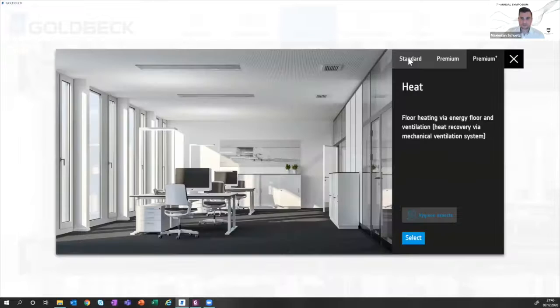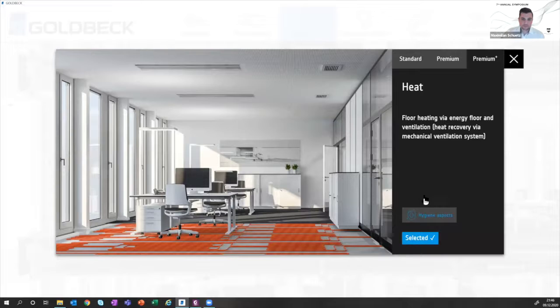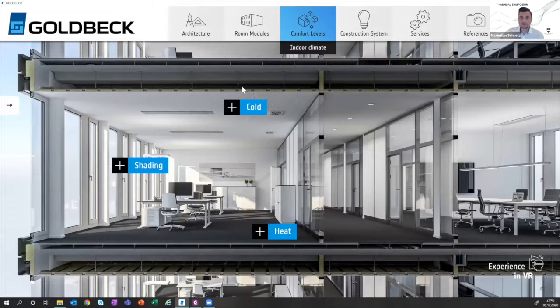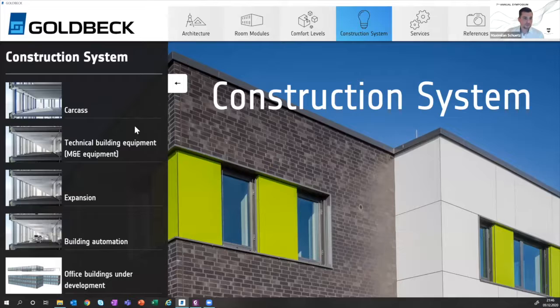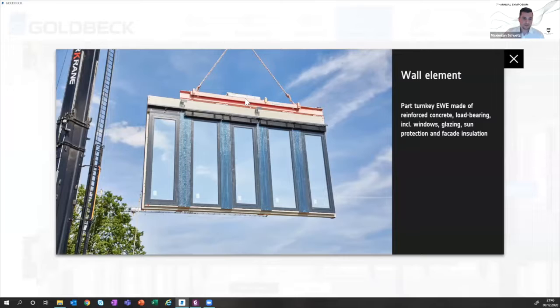You just say, for the heating system, I'd like to go with the Premium Plus. You select this in the configurator, it's saved, and it will spit out an offer. And of course, the construction system is standardized as well. For example, wall elements, they are being delivered like this with the shading systems, the right color of windows already, steel and reinforced concrete in place.